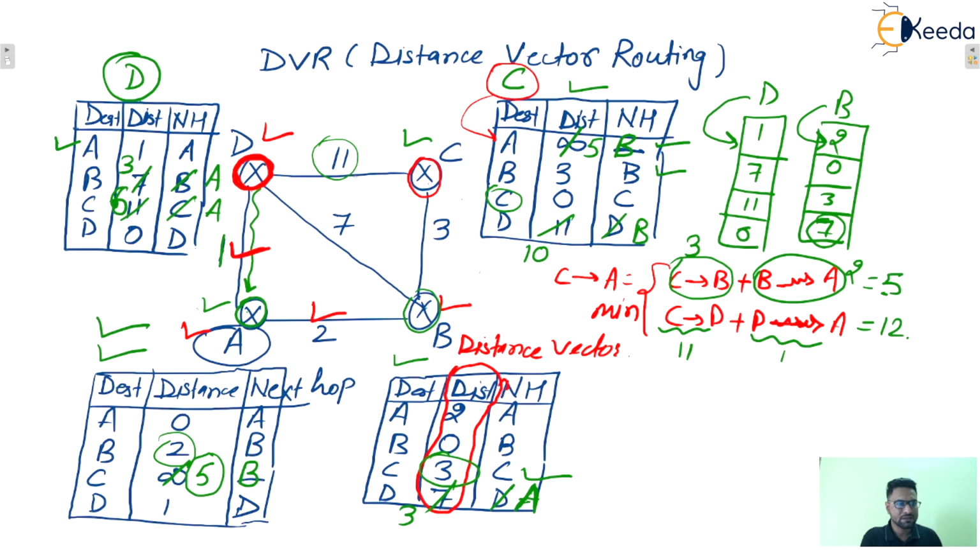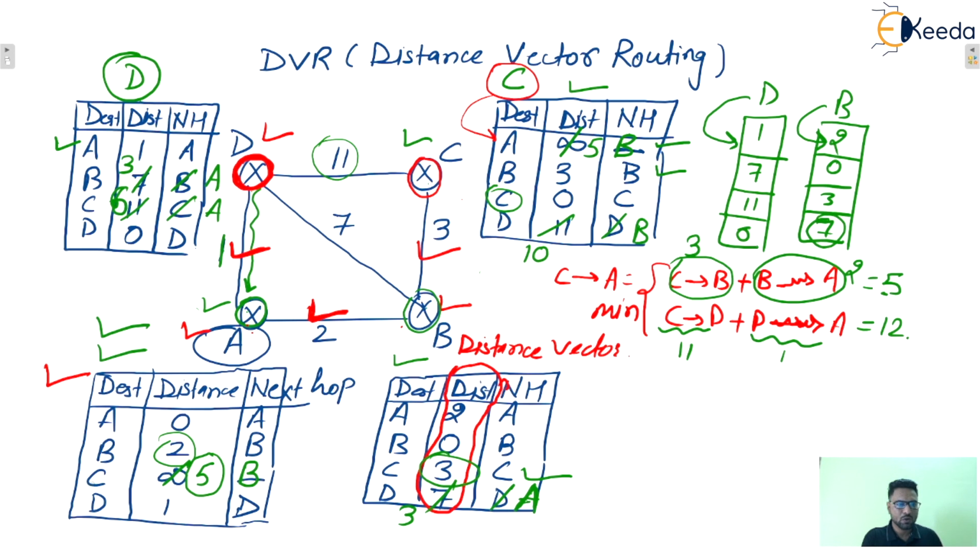D to C, the shortest distance is D to A to B, and B to C, that is 6. This link is used between C and B. Similarly, D to D, that is 0. From A, we can say A to A is 0, A to B is 2. So this link is used.